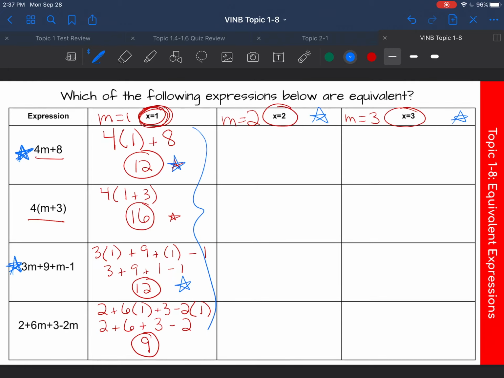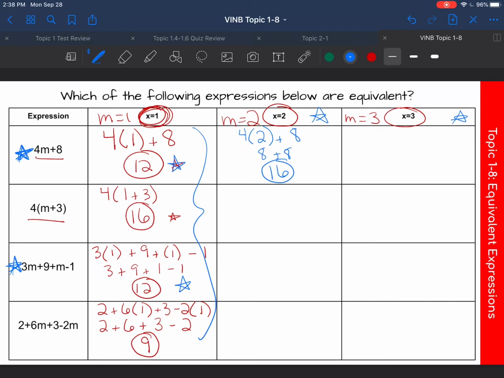All right, so we're going to do the same thing that we just did, but now instead of plugging in 1 for m in every expression, we're going to plug in 2. So it goes the same. 4 parentheses 2 plus 8, and then we solve. 4 times 2 is 8. 8 plus 8, we get 16.